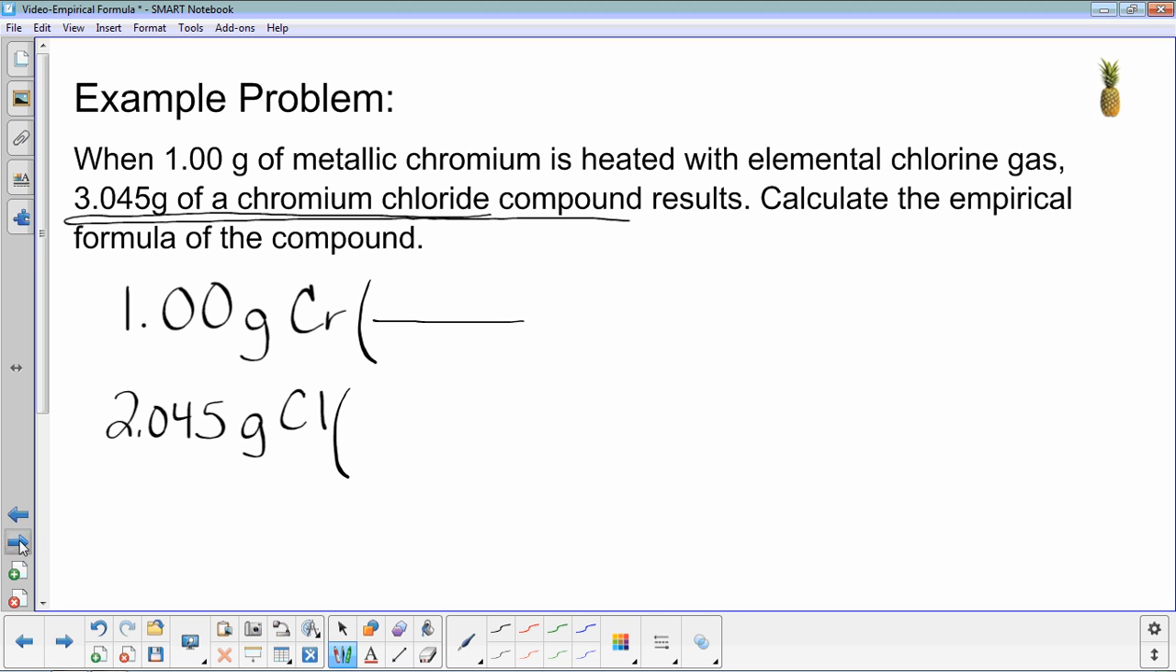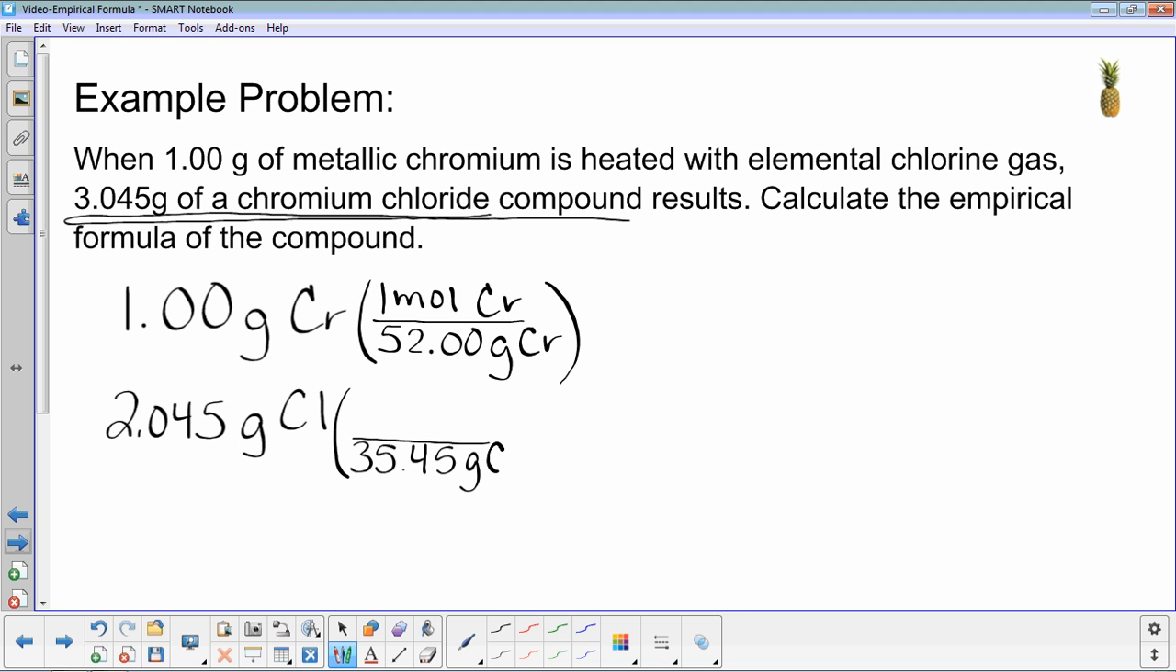So now I have my 2 gram amounts, and what I'm going to do is convert these to moles according to step 2 of my list of the way to calculate an empirical formula. So for chromium, the molar mass is 52.00 grams, which is coming from the periodic table, and that's equal to 1 mole. And on the bottom, I have chlorine, which is 35.45 grams in 1 mole.